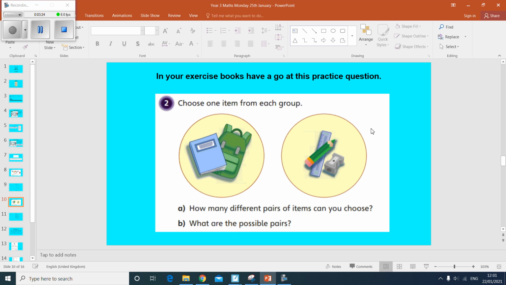So again, let's have a look at number 2. This is a practice question, and we're going to do this in your book. So we've got 2 groups, and we can see there are 2 items in one of the groups, a book and a bag, and there are 3 items in the other group, a ruler, a pencil, and a sharpener. So for A, I want to know how many different pairs of items can you choose? So think about the multiplication question there. And then for B, what are the possible combinations? So for example, the book with the pencil, the book with the ruler, the book with the sharpener. Don't forget to put it down into a table or a chart. Pause the video here while you have a go, and then we'll look through the answer.